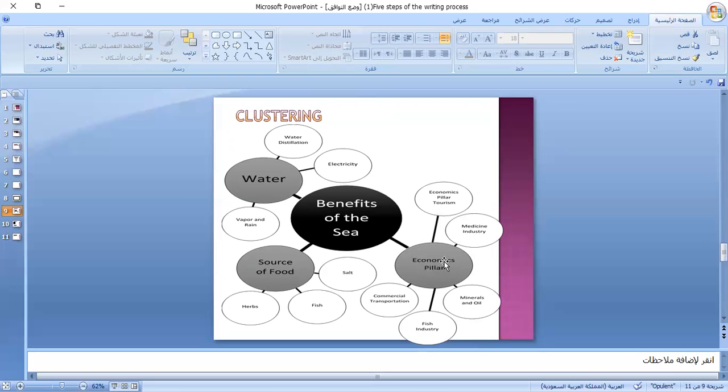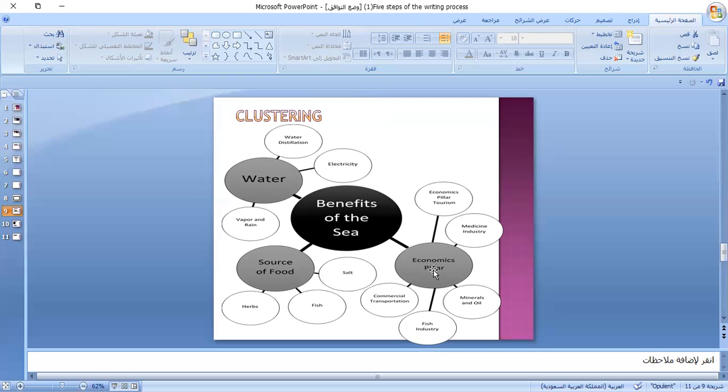which is economics. Okay. So now, if you look here in this graphic organizer, this shape or this diagram, I have the topic, which is benefits of the sea, and I have the three main supporting ideas: water, source of food, and economics pillar. Okay, and also I have supporting ideas for each of these big ideas.